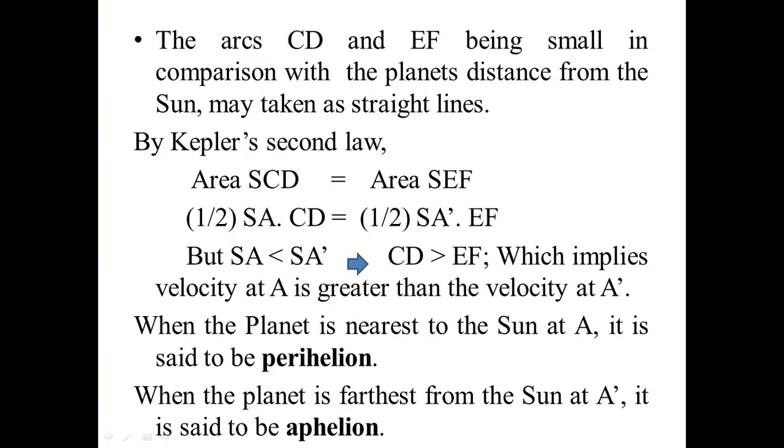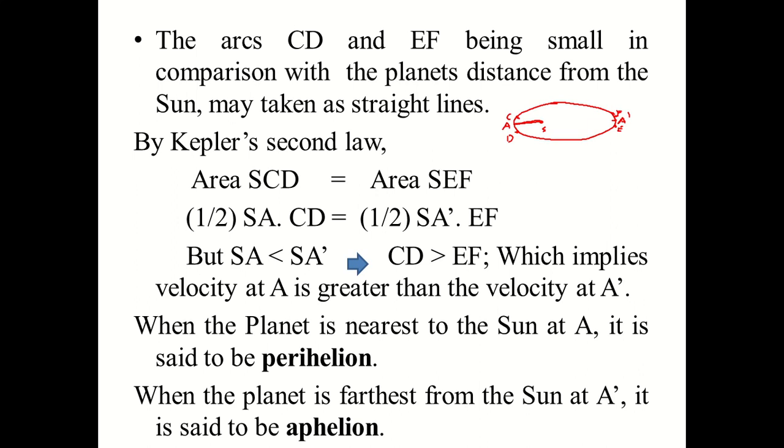Now, the arcs CD and EF being small in comparison with the planet's distance from the sun, they may be taken to be straight lines. So I am drawing that figure here. Here is the sun, here is the point C, here is the point D, and this is the smallest distance, that is the perihelion, and here is the aphelion A prime, and here is the point F, and here is the point E.